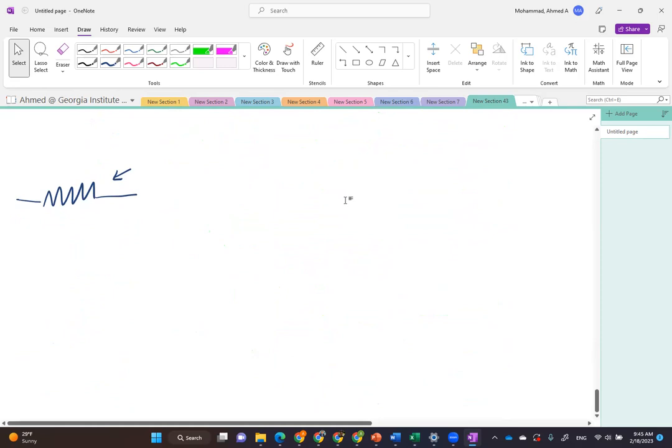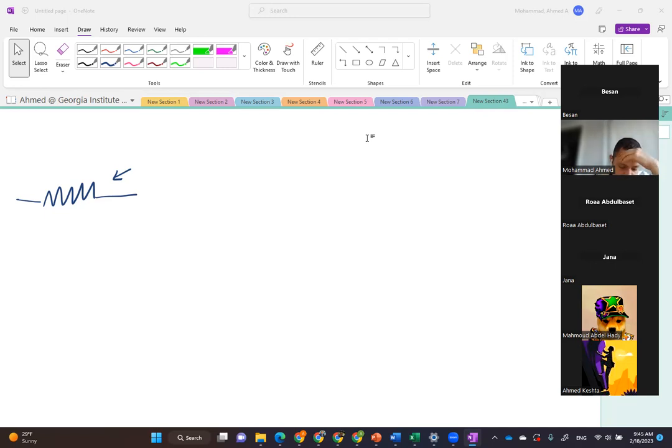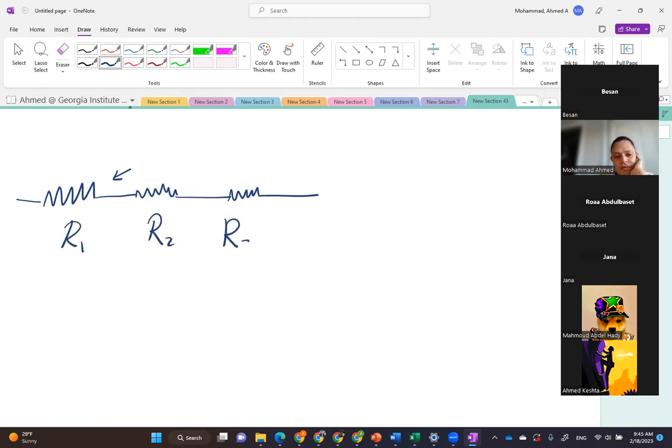So what is the symbol? What does this symbol mean? No one answered again. Resistance. Yes, exactly. This symbol is a resistor and is measuring the resistance. Okay. What happens if I connect another resistance like this and another one like this? So this is R1, this is R2, this is R3.